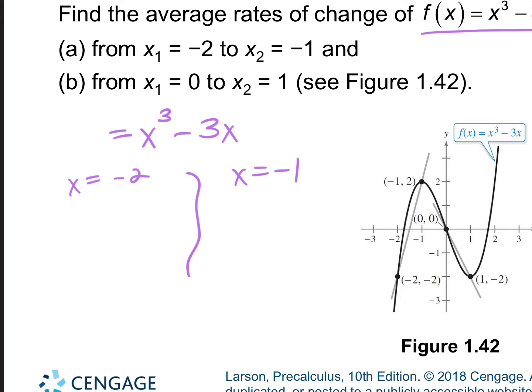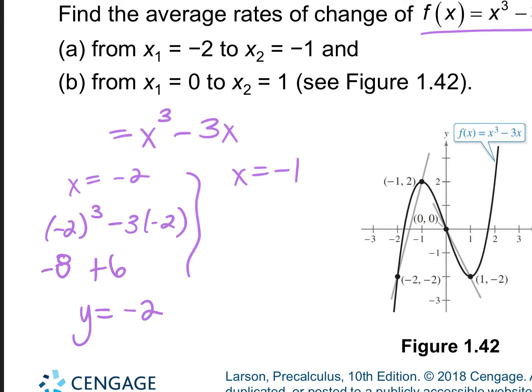Okay, so watch. When we plug this in, we have negative 2 cubed minus 3 times negative 2. What's negative 2 cubed? Negative 8. And then negative 3 and negative 2 is? So plus 6. So y equals what? Negative 2. Okay, all right, over here, same thing. Negative 1 cubed minus 3 times negative 1. What's negative 1 cubed? Negative 1 plus 3 equals what? What is it?